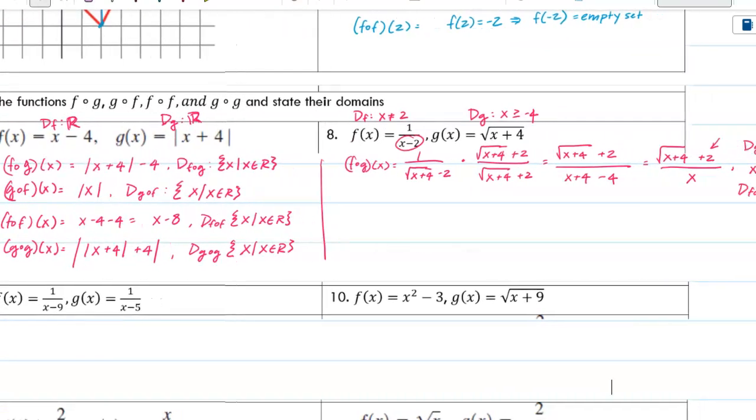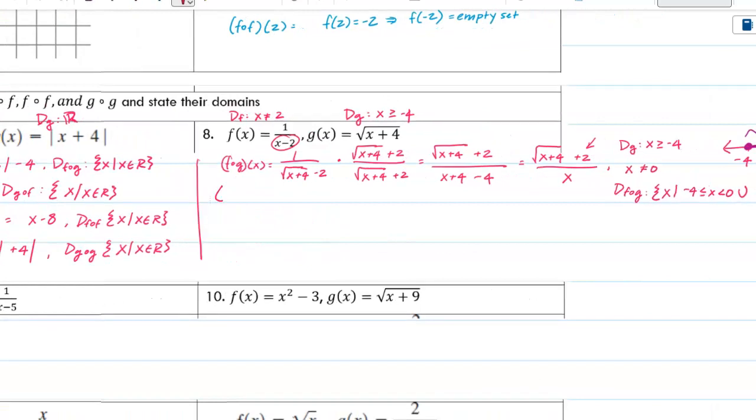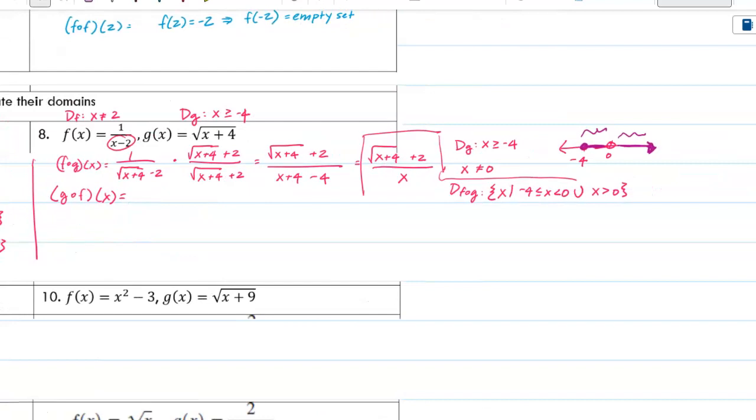Let's see, we need to do g of f. Whoops. G of f of x equals, go ahead, and then somebody's going to realize that I need to label these, and somebody's not going to label them.